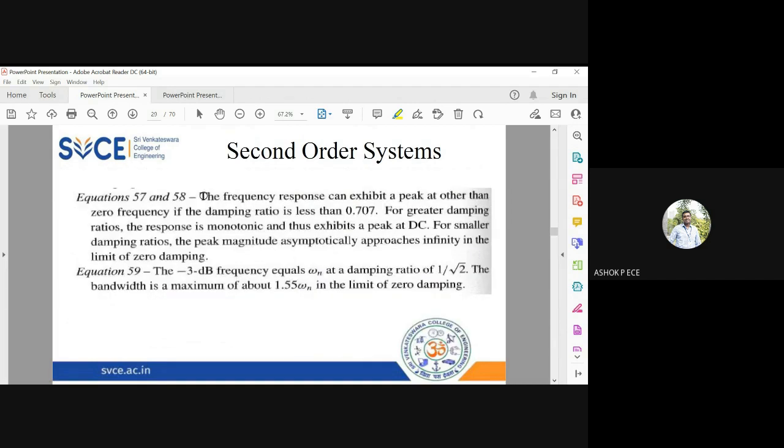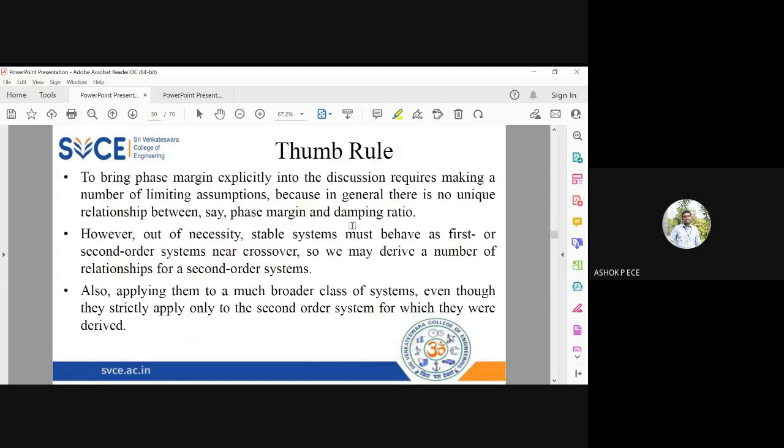And finally, in the frequency response, we find two frequencies. One is the frequency at which the peak occurs, and the other is the frequency at which the 3 dB difference is there. So those are called omega p and omega h. And you have omega n, which is called the natural undamped frequency of the system, the natural frequency at which the system is going to resonate.